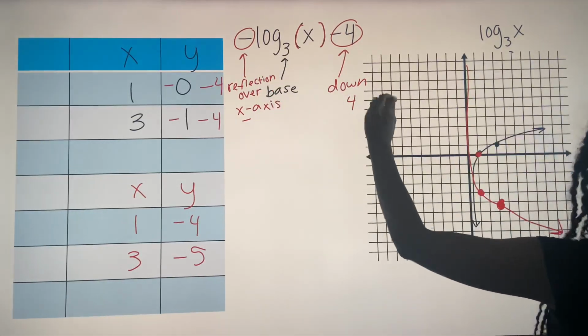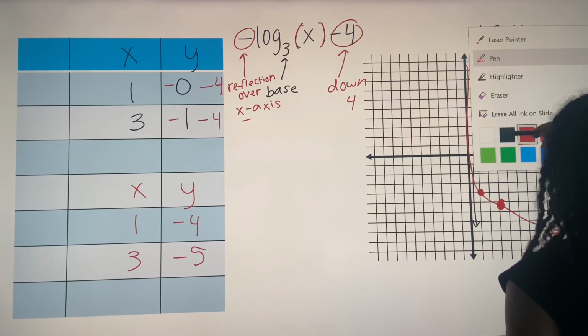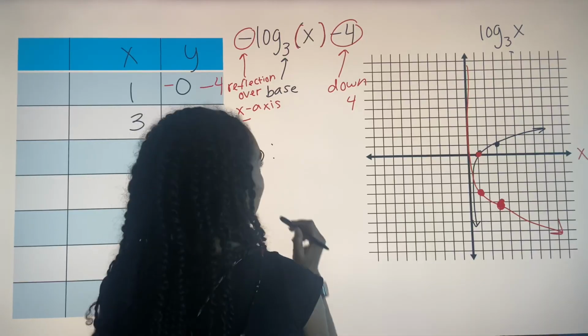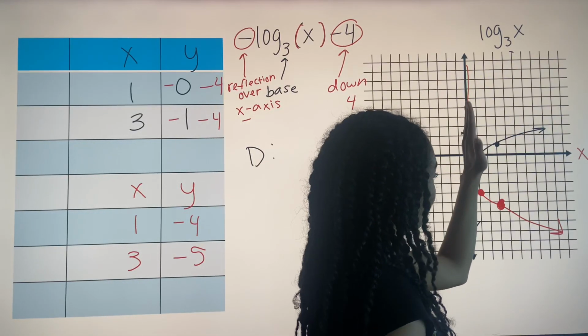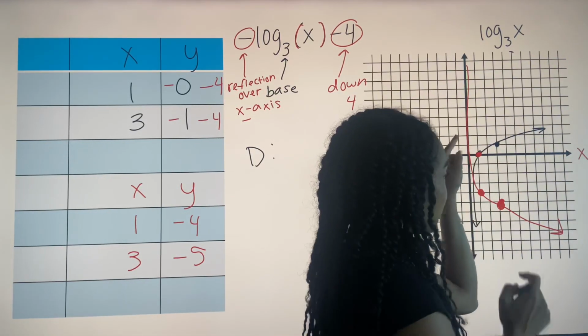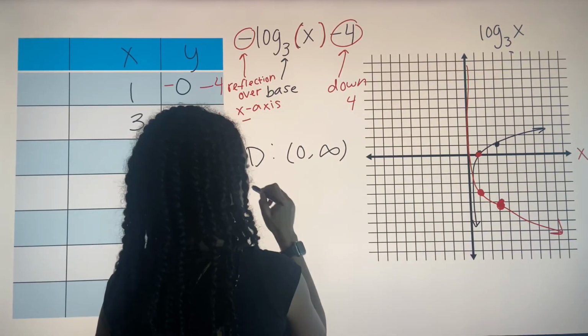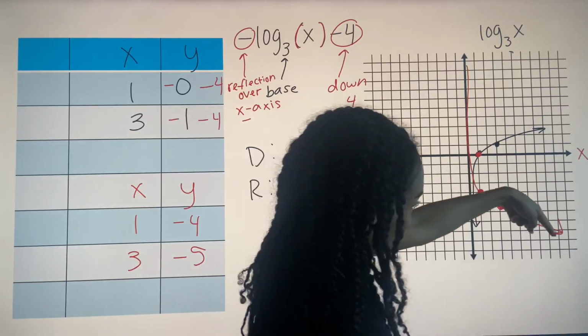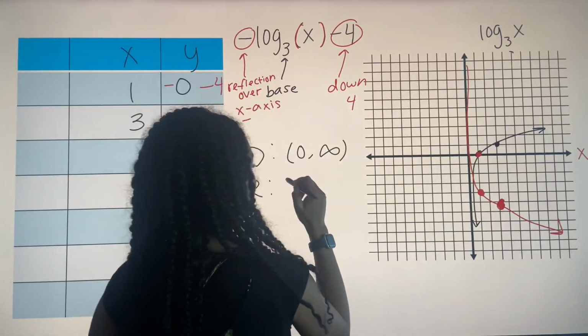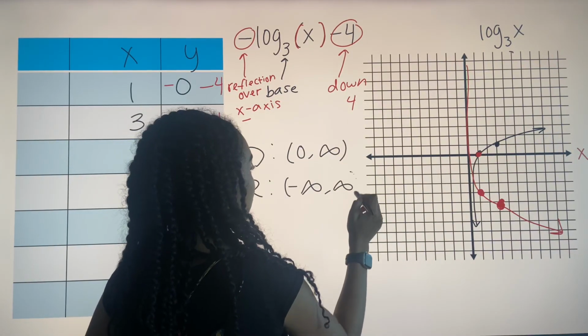So we have our transformations listed. Let's talk about the domain. Your domain is still going from the left to right, so 0, and it goes that way. So your domain is still 0 to infinity. Your range, it's pointing down and then it's going up. So that's -infinity to infinity.